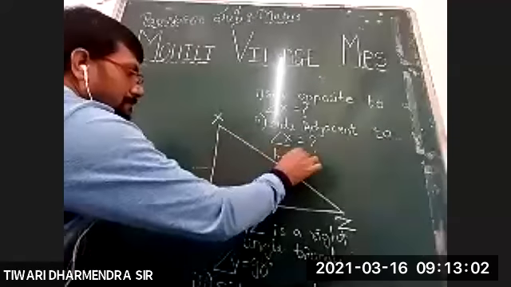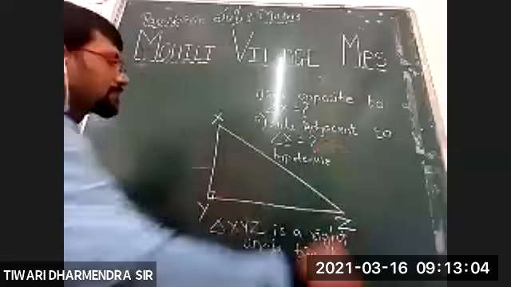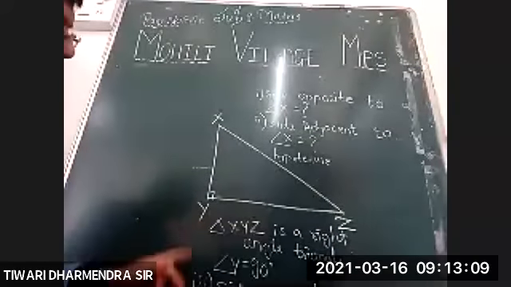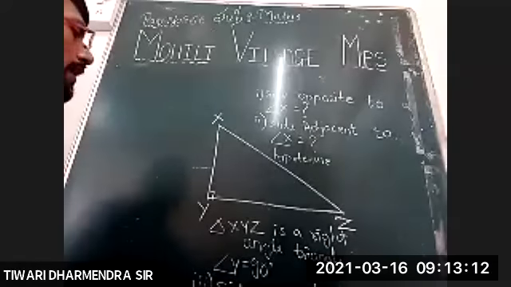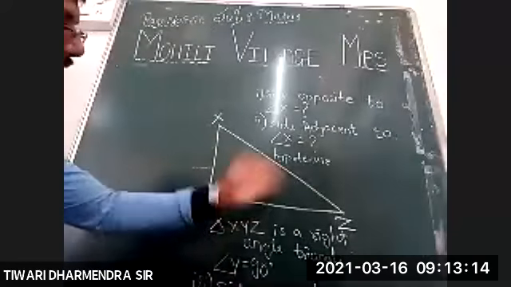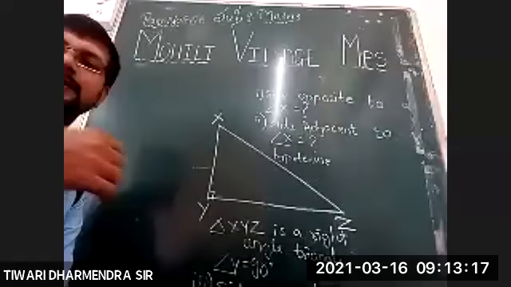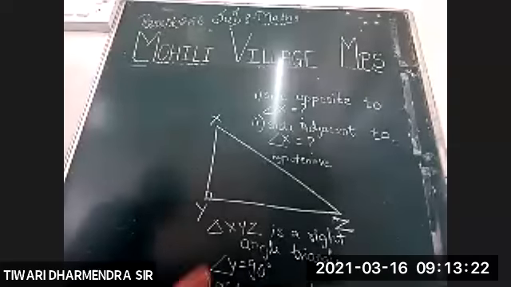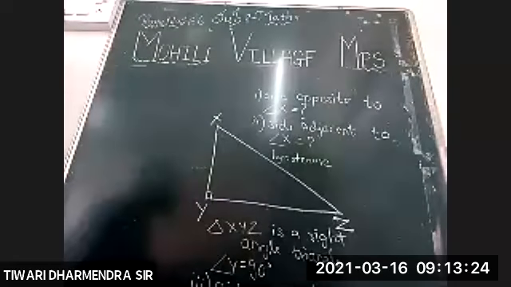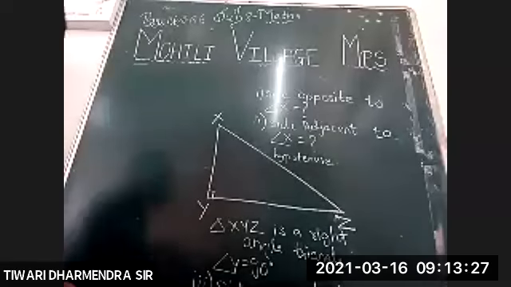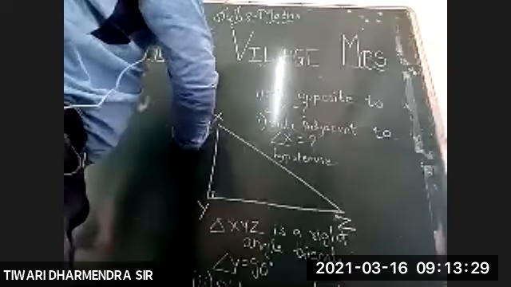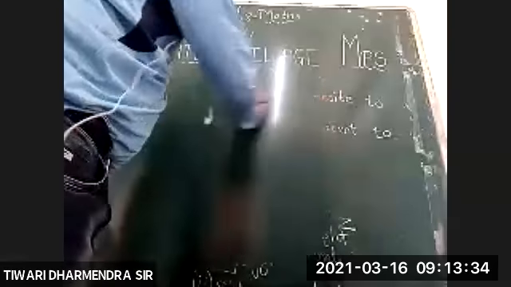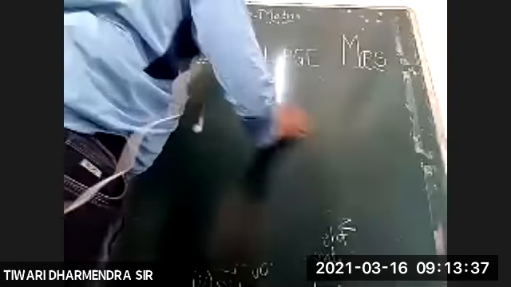Why? Because it is fixed. This is the hypotenuse. Side opposite to angle Z, that is XY. Side adjacent to angle Z is YZ, not XZ, because it is the hypotenuse. That we have done, terms related to the right angle. This is very important. You should be thorough with this. Now we are going to start with trigonometric ratios, in which we'll be dealing with sine, cosine, and tangent.